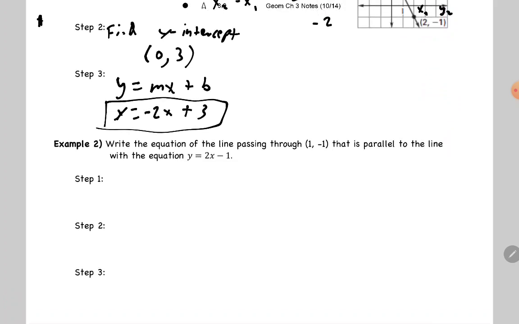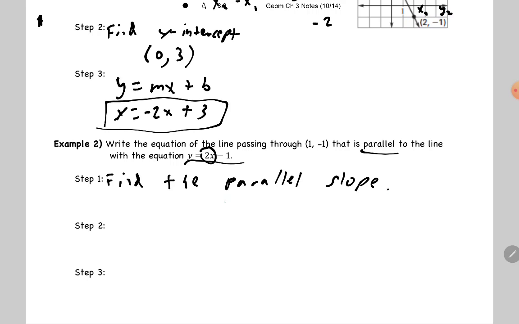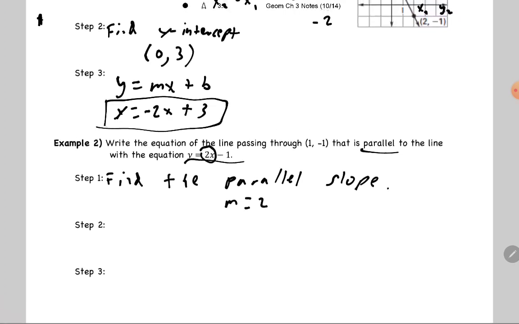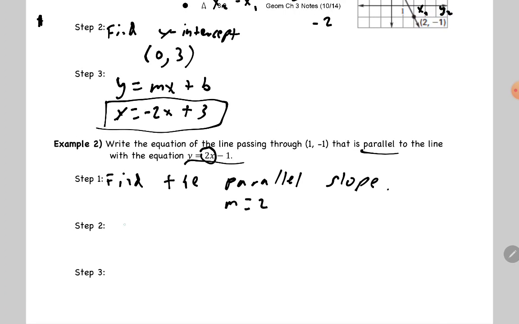Write an equation of a line passing through (1, negative 1) that is parallel with the equation y equals 2x. So it's parallel to this equation. So all we need from here is the slope. Parallel means same slope. So the slope of our line is 2. So find the parallel slope: m equals 2. Step 2, y-intercept.